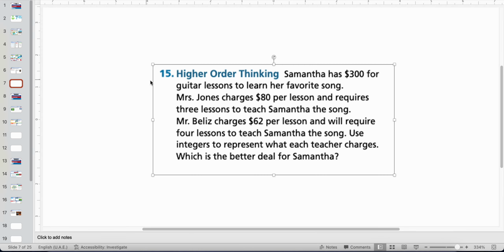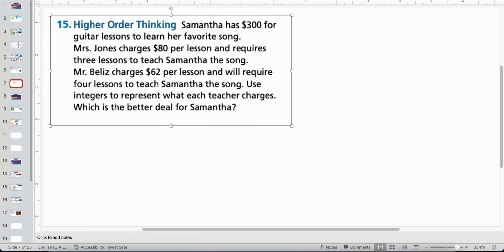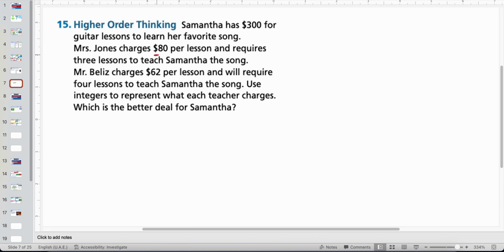So I'm gonna do it here. So here we have this problem. Your friend has $300 for guitar lessons to learn her favorite song. Mr. Jones charges 80 per session. So she has 300, which means it's 300 that is positive. Her teacher charges 80 per lesson and requires 3 lessons to teach Samantha the song. So basically he charges 80 per lesson, which is another positive 80.